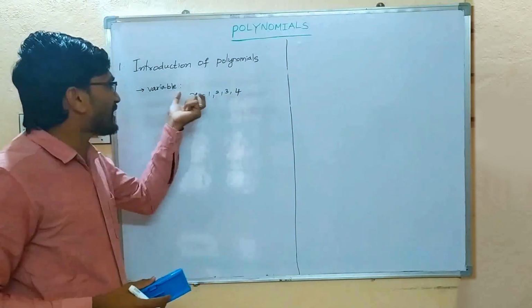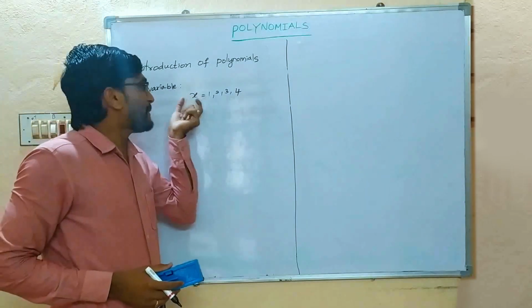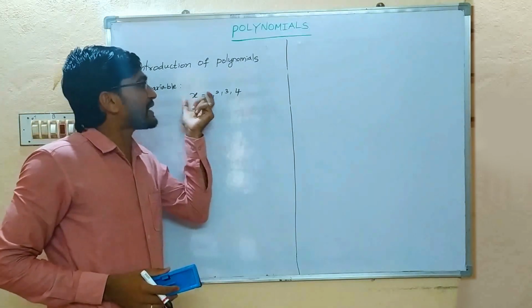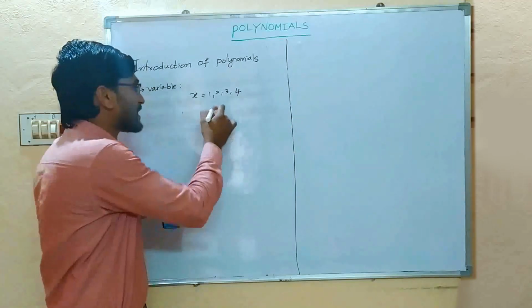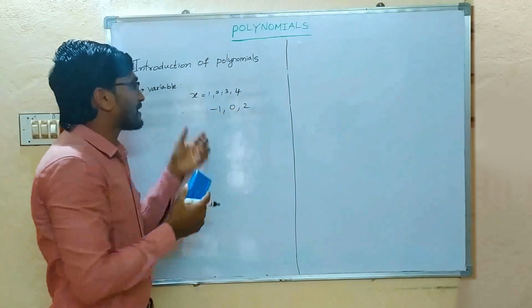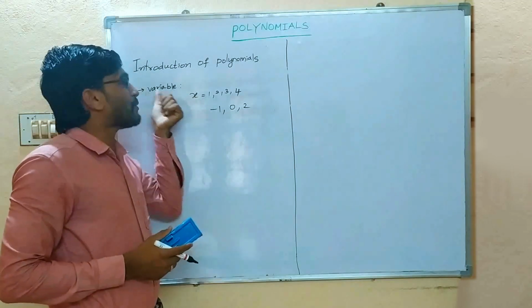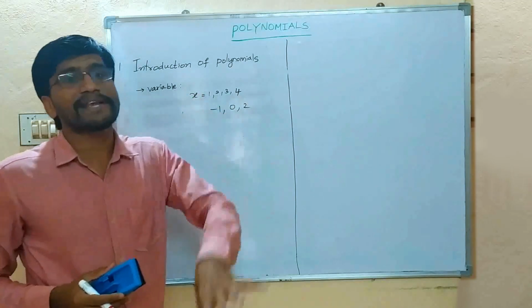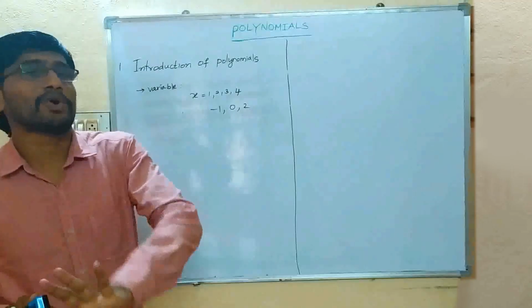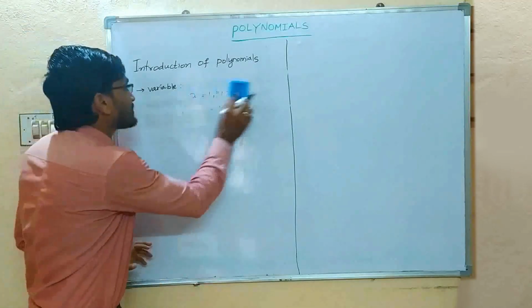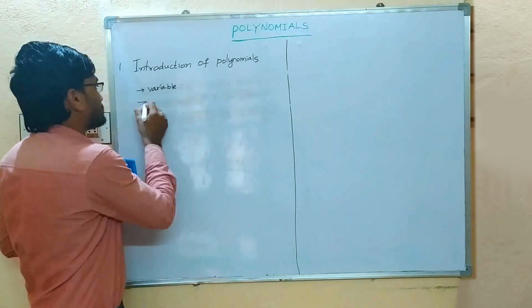We can give any real number for this x. That means x is the symbol which takes various numerical values like -1, 0, 2 like that. We can give any real number for this x, so that it is called a variable. A symbol which can take various numerical values is called a variable. Next, what is a constant?